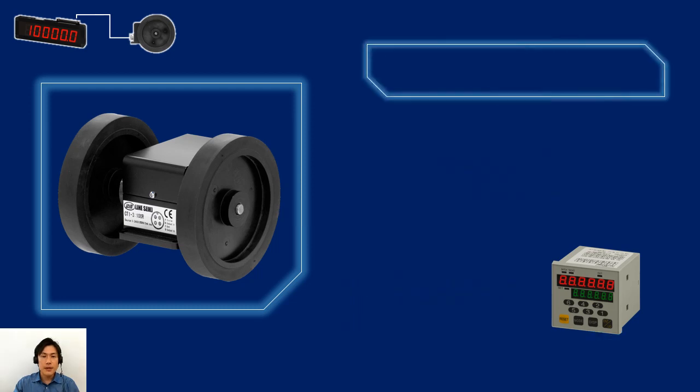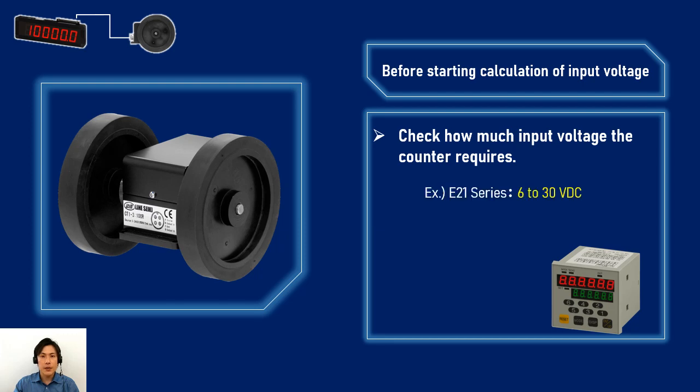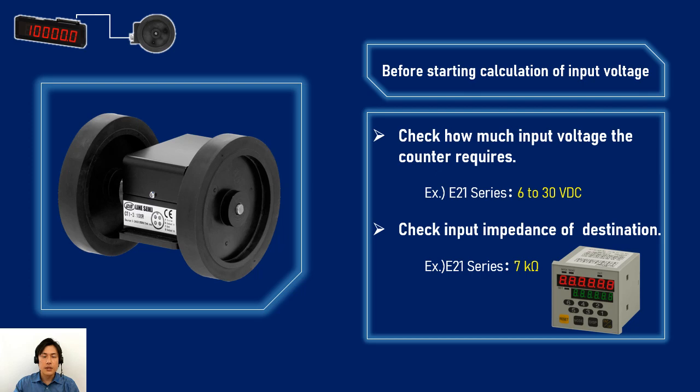So, before starting the calculation of input voltage, there are 2 points to be checked. The first one is, how much input voltage does the counter require? In case of our electronic counter E21 series, it requires 6 to 30 volts DC as input voltage. The second point is, how much is the impedance at the destination? In case of E21 series, it is 7 kilo ohms. Now based on these points, let's start the calculation of input voltage.